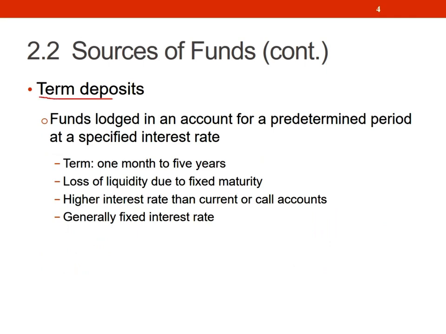We have term deposits. A term deposit is a type of account where you deposit money for a period of typically 1 month to 5 years. And because you've locked that money away, you earn a higher interest rate than you would on a check or savings account. And generally, the interest rate is fixed for that period.